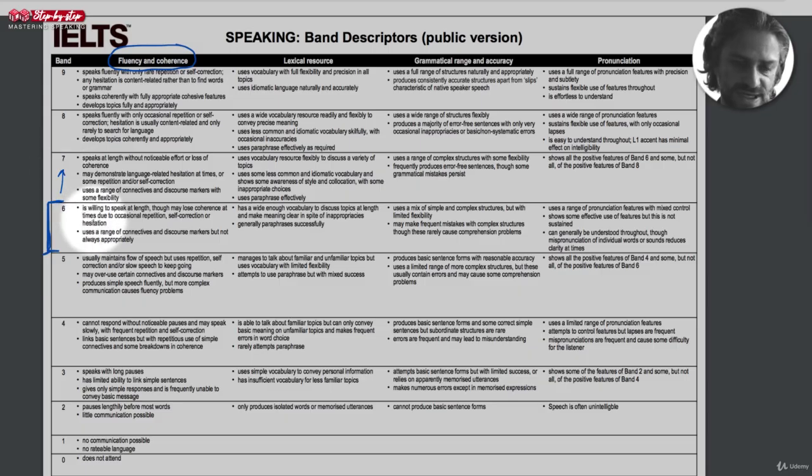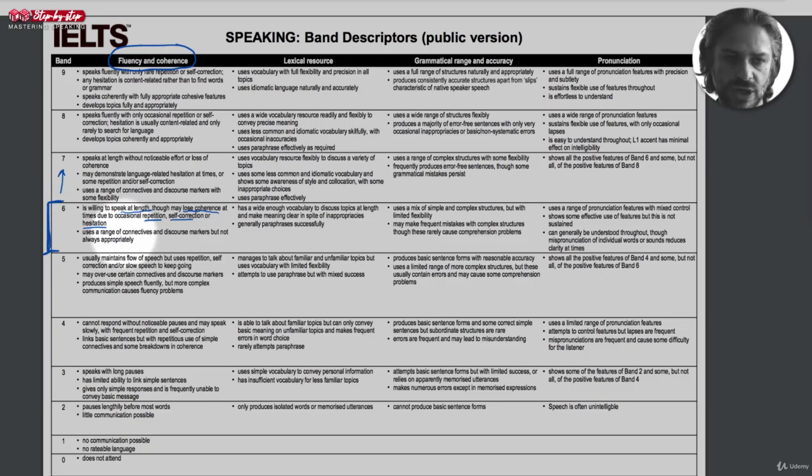So let's start with the two points in band 6, and then we'll look up at what band 7 is expecting. At band 6 it says you can speak at length, so you don't find it difficult to speak for a long time on a particular topic. There are some times when it might be difficult to follow, where you lose coherence. It might sometimes be a bit difficult to follow exactly what you are saying. There is sometimes occasional repetition or self-correction, and sometimes some hesitation. Okay, so that gets you a 6 for this one.